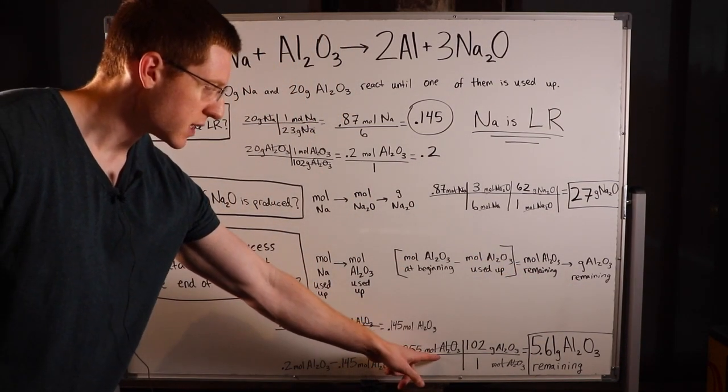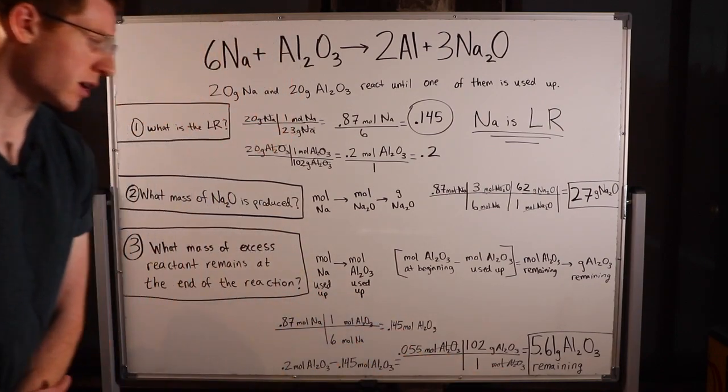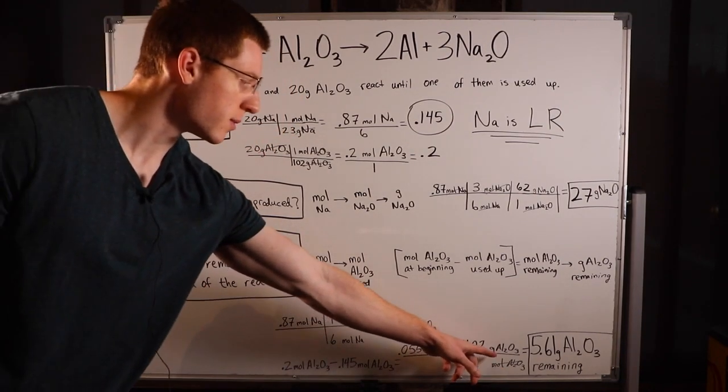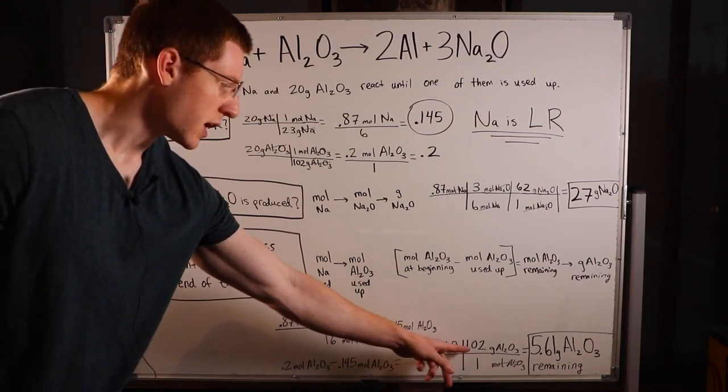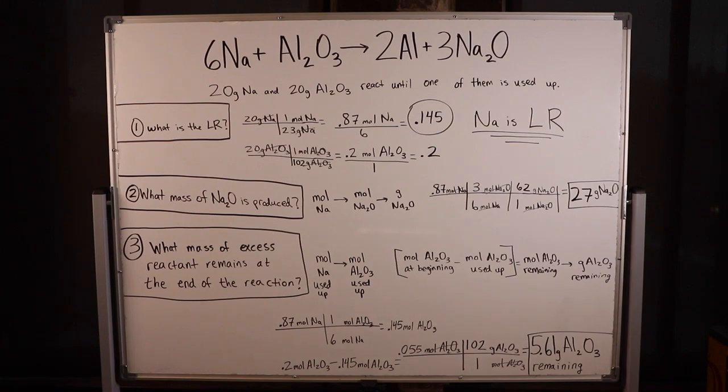So we have to cancel these units out, moles of aluminum oxide on bottom, and then we're going to moles of aluminum oxide on top. So 0.055 times 102 should give you 5.61 grams of aluminum oxide that were remaining. So I hope that made sense.